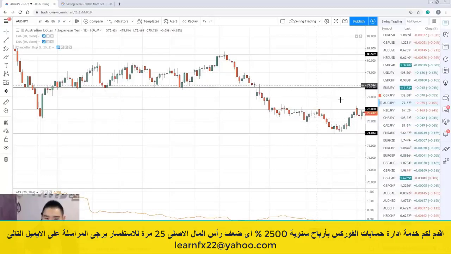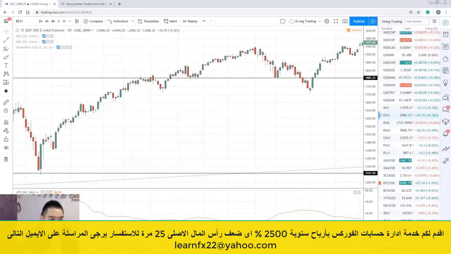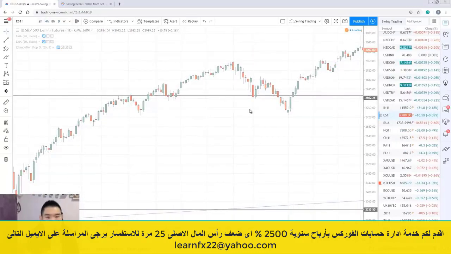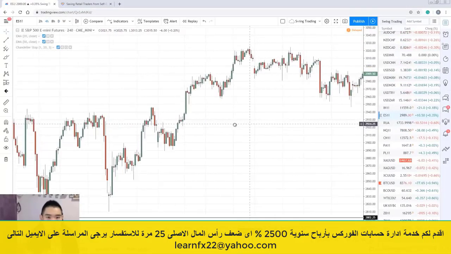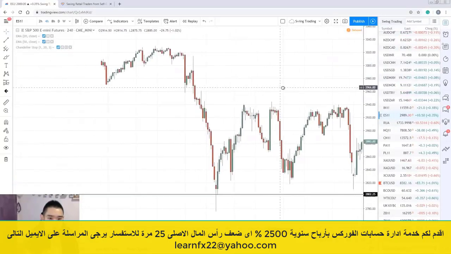Moving on, let me share with you another example. The S&P, I think, is quite a good one to share. This time around, let me just get rid of the ATR since you already know how it works. So the S&P, you can see that it works on different time frames. Let me share with you the 4-hour time frame over here.